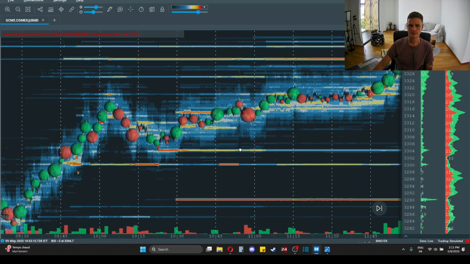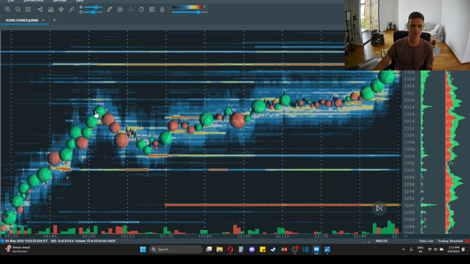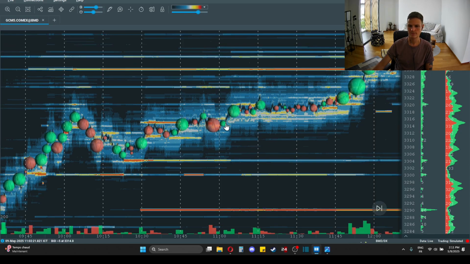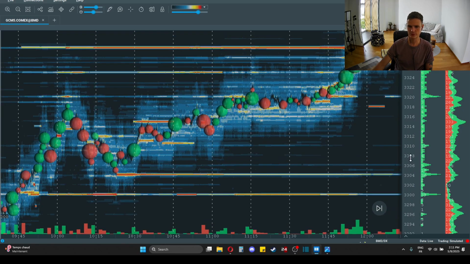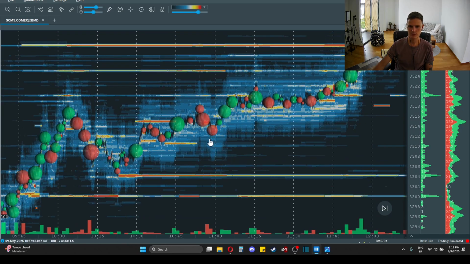Push up. This is nice. You see a push up. You see some sellers. They kind of get absorbed, I guess. Then some buyers enter, push up. You know, these sellers definitely got absorbed. That's more interesting. They push down.